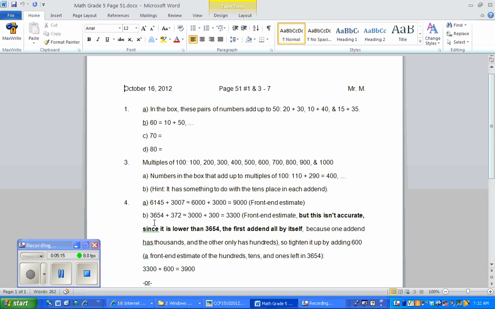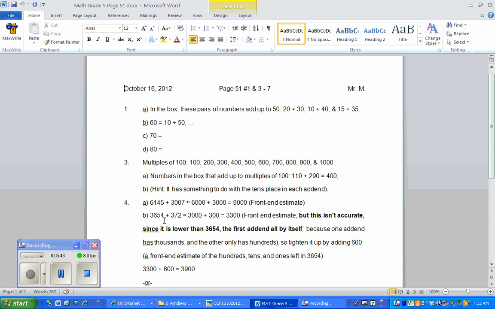For B, for 3,654 plus 372, if I front-end estimate each of those, I get 3,000 plus 300, which is 3,300. But this isn't accurate, since it's lower than the very first addend, 3,654, all by itself. And this is because one addend has thousands and the other only has hundreds. So I'm going to tighten it up by adding 600.